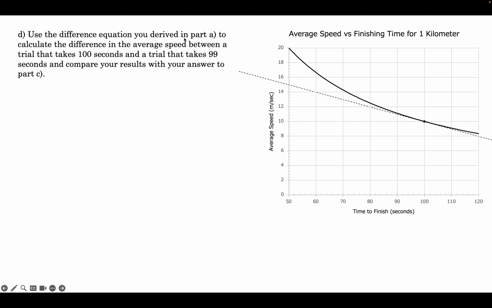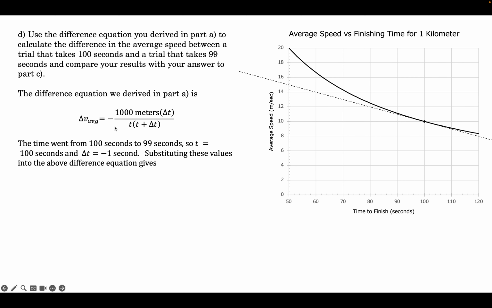Use the difference equation to find out what delta V is when you go from 100 seconds to finish the race to 99 seconds. So there's our difference equation, and this should be exact. So we're going to plug in 100 for T and -1 for delta T. So there's the equation. It's going to be positive because there's a negative here and a negative here.